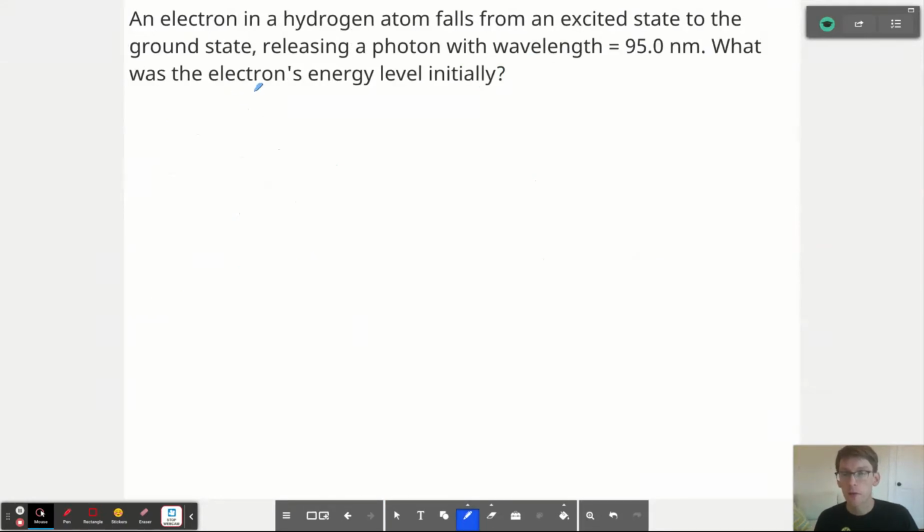So finally, I've got one more problem that's challenging in the sense that, mathematically, there's a bit going on here. An electron in a hydrogen atom falls from an excited state to the ground state, releasing a photon with wavelength of 95.0 nanometers. What was the electron's energy level initially? Well, I know that my lambda is equal to 95.0 nanometers. I know that the final state, the final n, is the ground state, which means 1. But my n initial is unknown.